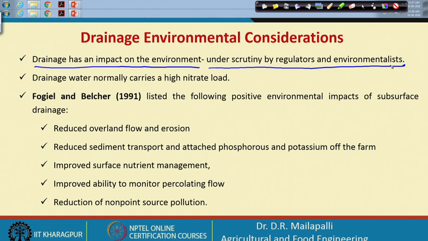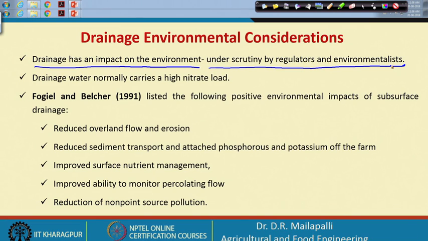Definitely that will be food for aquatic plants, for example algae. That is going to grow in the local water bodies, and then that causes fish killing and other things, toxic to the aquatic animals. Of course, the drainage water normally carries a high nitrate load, phosphate loads also, and potassium.